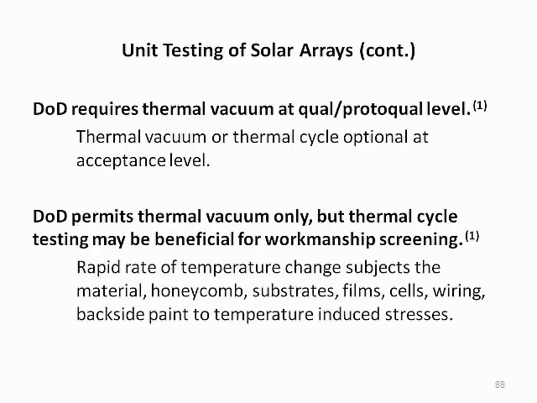DoD requires thermal vacuum testing of solar arrays at qualification or proto-qualification level, with thermal vacuum or thermal cycle testing being optional at acceptance level. The DoD does permit thermal vacuum only, but thermal cycle testing may be beneficial, especially for workmanship screening. This is because convective heat transfer in thermal cycle testing can induce a more rapid rate of temperature change than can be achieved by radiation in a vacuum. This subjects the materials, honeycomb, substrates, films, cells, wiring, and backside paint to greater temperature-induced stresses.